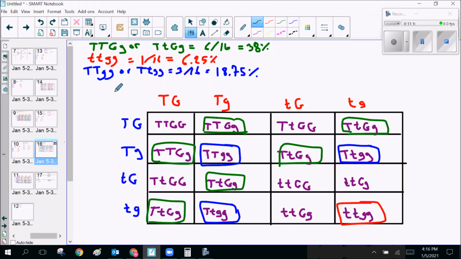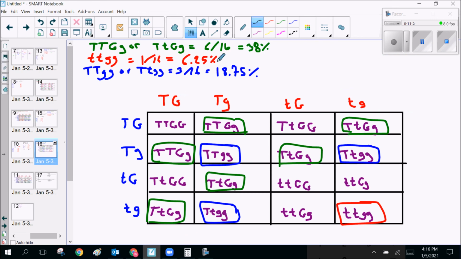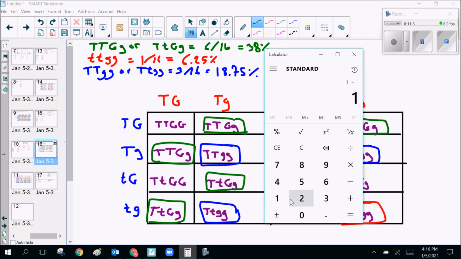Okay, the second one asks me what percent of offspring have white flowers and yellow leaves. Well, there's only one way to get white flowers, which is lowercase t, and there's only one way to get yellow leaves, which is lowercase g. So I look for any individual to have that. I found 1. 1 out of 16. I went ahead and did the math on my calculator, and I got 6.25%. 1 divided by 16 multiplied by 100. Don't forget that multiplication by 100 at the end, 6.25%.